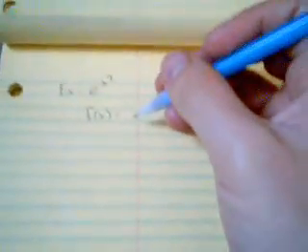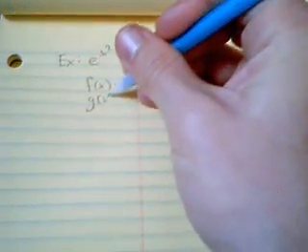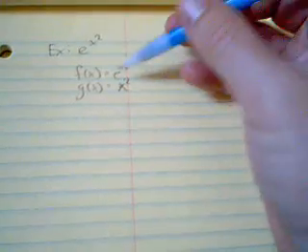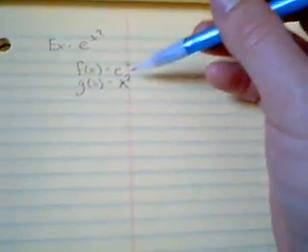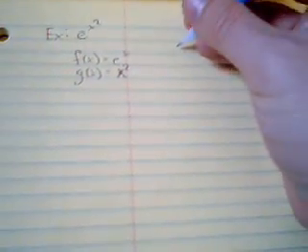Alright, so we have the example e to the x squared. f of x is equal to e to the x, and g of x is equal to x squared. This isn't really how people do it. I'm just writing this out so you can see which is which. But this one I'm going to go a little faster. I'm actually just going to do it.